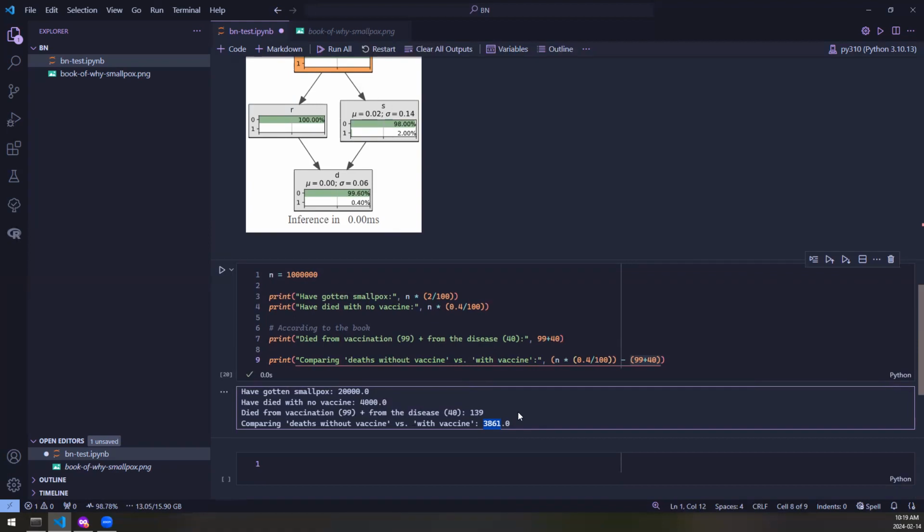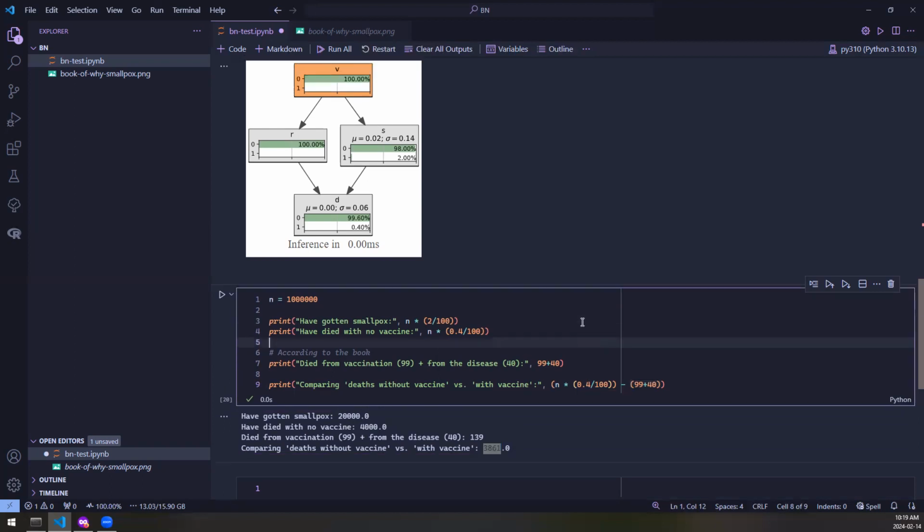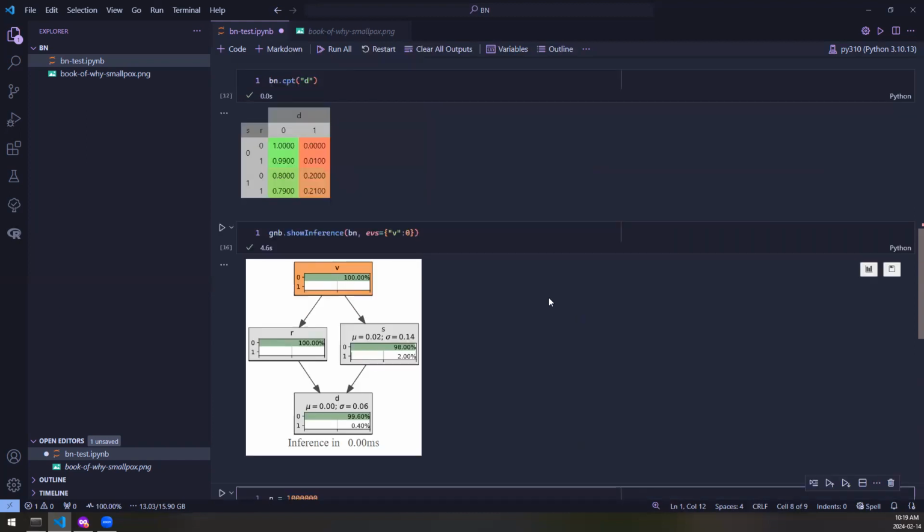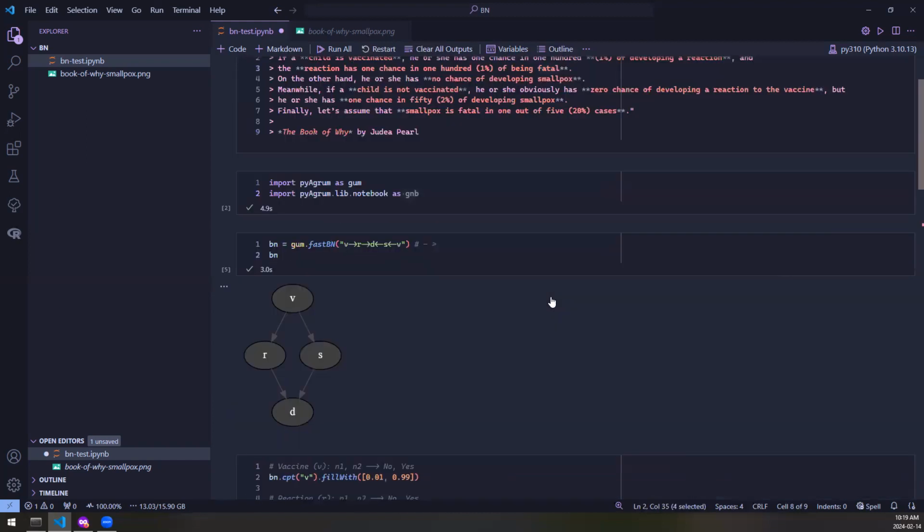And this is the conclusion of the book. This is what is described over there. I hope this helps you to understand and learn how to implement a Bayesian network using the PyAgrum library.